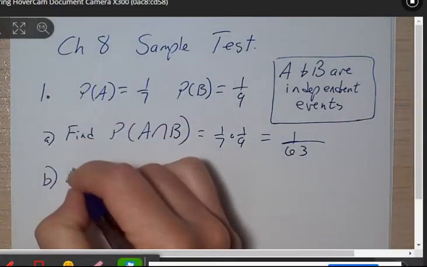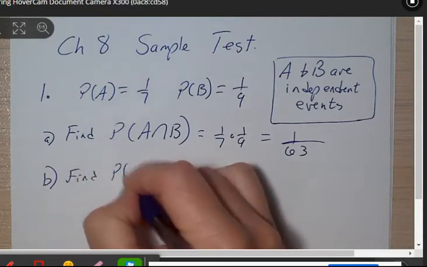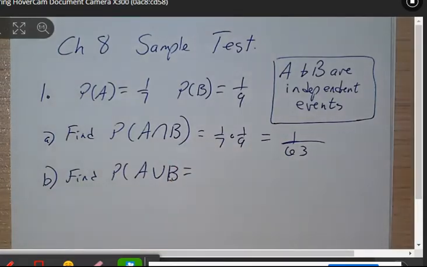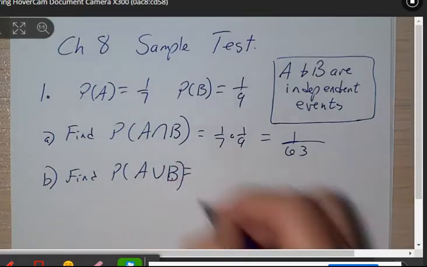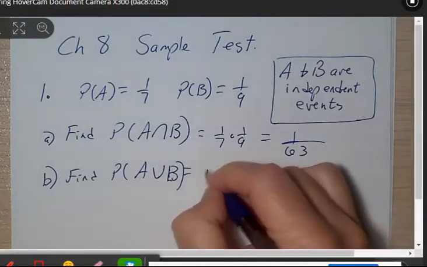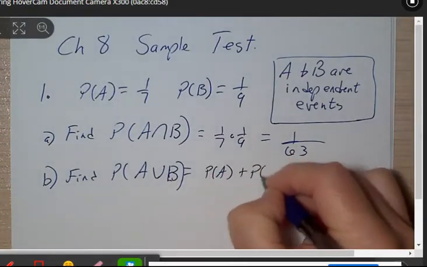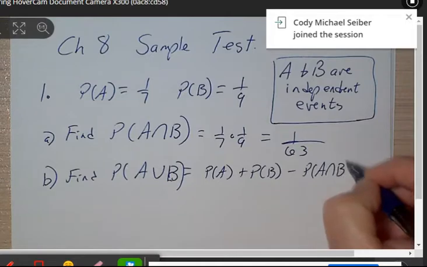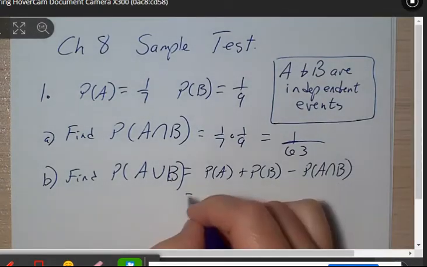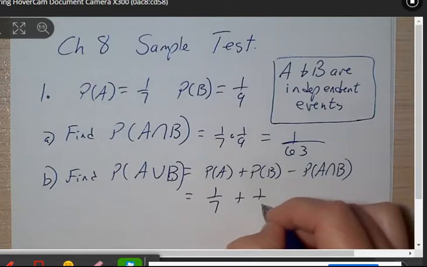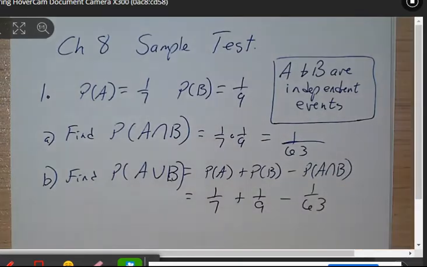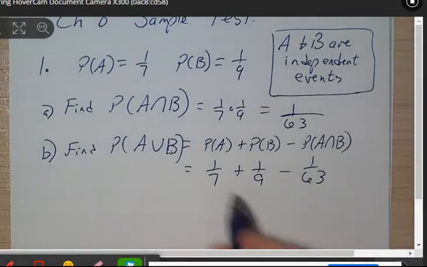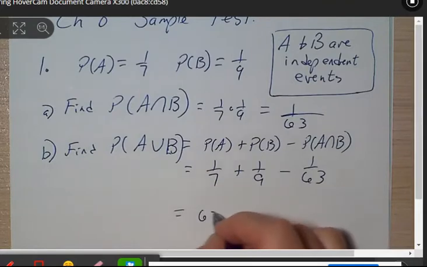Okay, the second one, they're going to ask you to find the probability of A union B. They talk about some different things, but to me, this is one where you just use the formula. The formula for A union B is the probability of A plus the probability of B minus what we just found, the intersection of A and B. Then just plug in your numbers. So it's 1/7 plus 1/9 minus 1/63. Because you're multiplying these together, they're all going to be 63 for your common denominator.